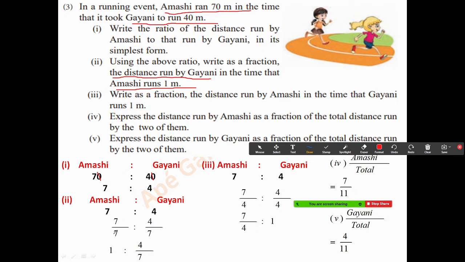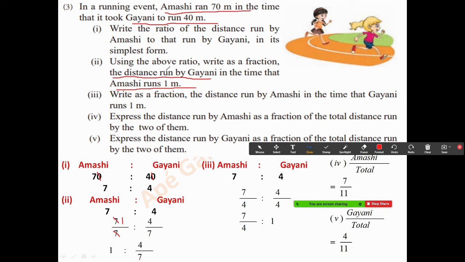To maintain the balance of this ratio, when we write equivalent ratios, you can multiply both sides by the same number, or you can divide both sides by the same number. So if you divide this component by 7, you have to divide the other component also by 7. We want Amashi's part as 1. 7 divided by 7 is 1. So Amashi's part becomes 1, and Gayani's part is 4 over 7.